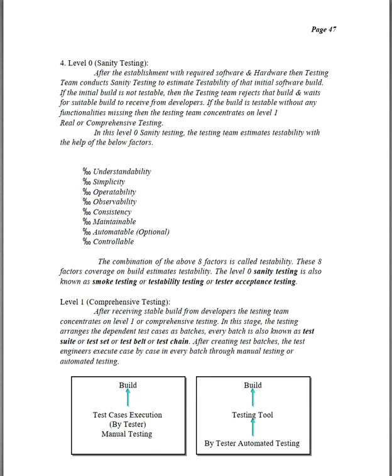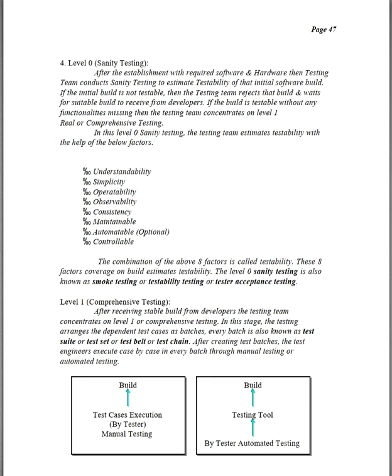The testing team estimates testability with the help of factors like understandability, simplicity, operability, observability, consistency, maintainability, automatability, and controllability. Sometimes sanity testing is also known as smoke testing, testability testing, or tester acceptance testing.